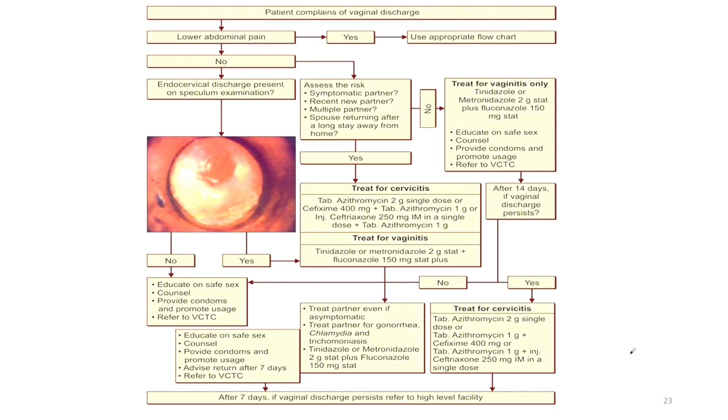And also educate on safe sex, counsel, provide condoms and promote usage, refer to VCTC. If there is any significant history of a symptomatic partner, recent new partner or multiple partners, or spouse returning after a long stay away from home, treat the patient for cervicitis and for vaginitis. And also treat the partner even if asymptomatic. Treat the partner for gonorrhea, chlamydia and trichomoniasis with tinidazole or metronidazole and fluconazole tablet. After 14 days, if vaginal discharge persists in those patients who were treated for vaginitis only, then treat the patient for cervicitis. After 7 days, if vaginal discharge persists, refer the patient to a higher level facility.